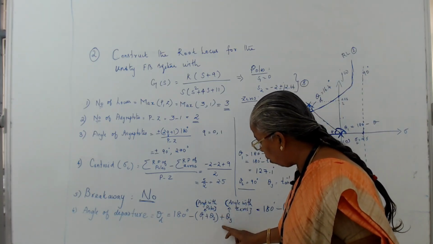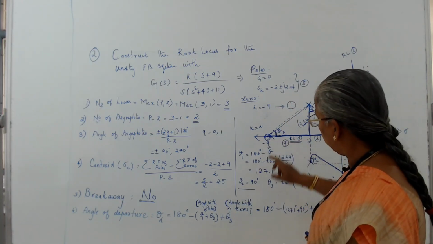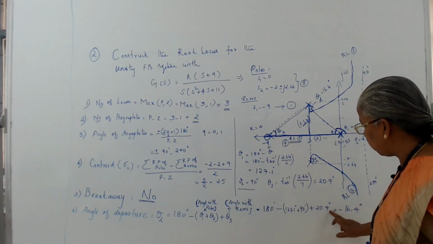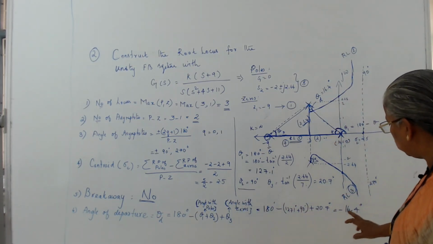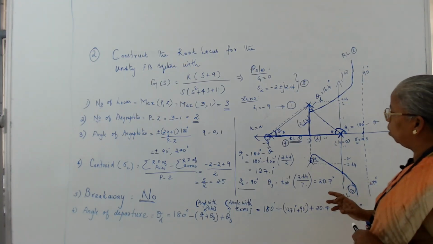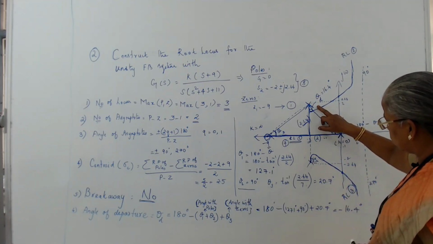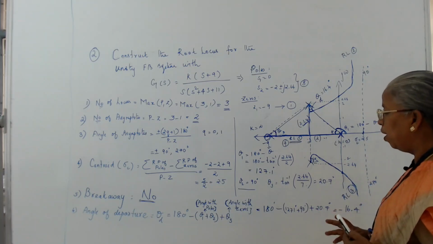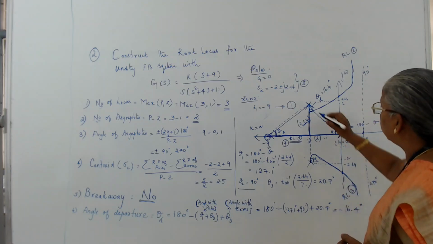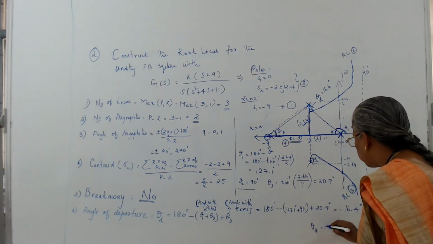This is addition of the angle made with zeros. What is the angle made with zero? That is theta 3, which I have calculated as 20.7, so you need to add 20.7. When you add and subtract, I will get minus 16.4. Being a complex pole, minus 16.4 comes as plus 16.4. That is your angle of departure for this pole: theta d is equal to plus 16.4.